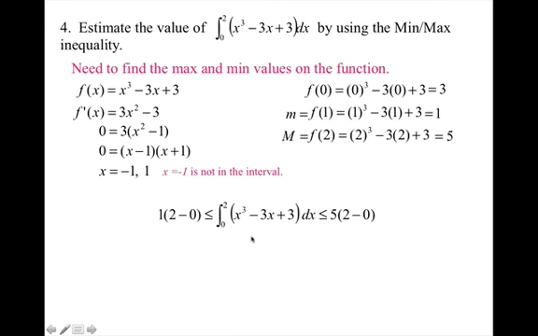So I can now set this up, and I can approximate that the area of this curve between 0 and 2 is going to be between the areas of these 2 rectangles. The first rectangle has a height of 1 and a base of 2, and the bigger rectangle has a height of 5 and a base of 2. So that means the area of this function from 0 to 2 has to be between 2 and 10.